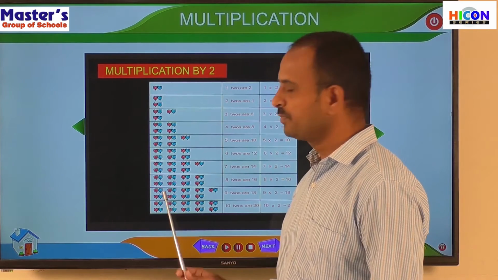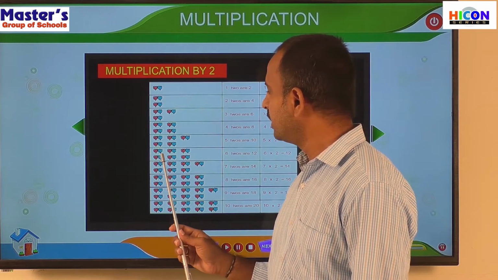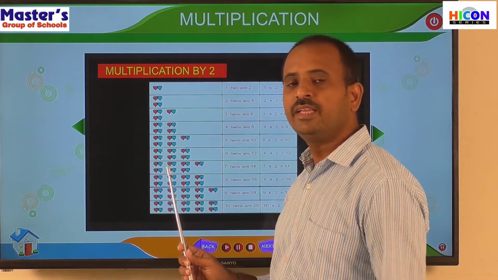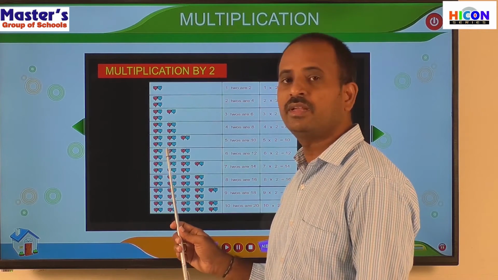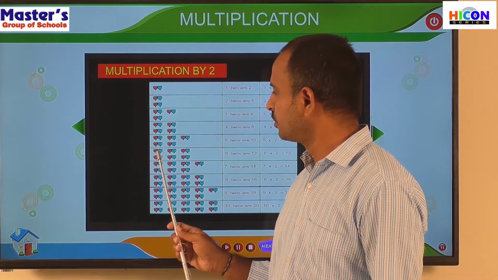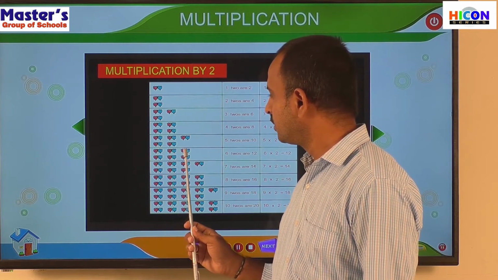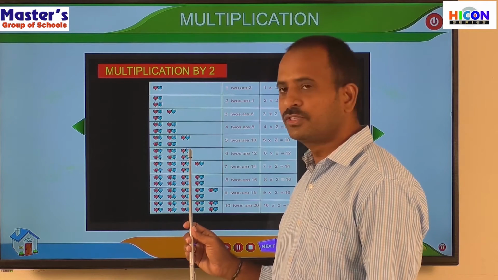Children, see the sixth row. How many 2's are there? That means how many sets are there? So here there are 6 sets, and each set has 2 flowers. That means how many 2's are there? There are 6 2's. This is the first 2, this is the second, third, fourth, fifth, and sixth. So there are 6 2's.